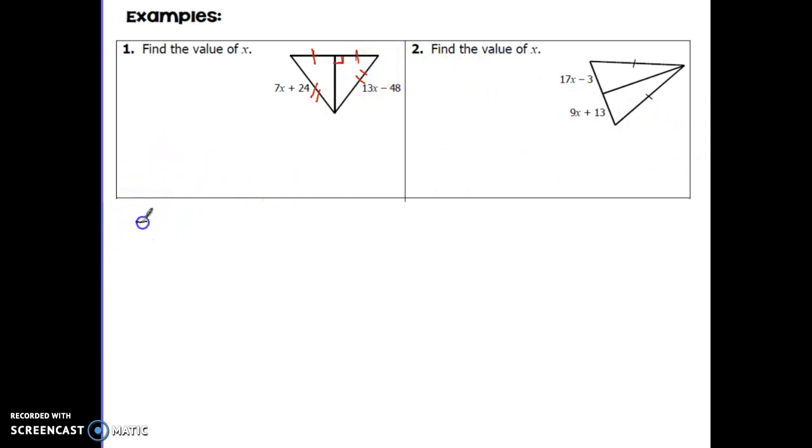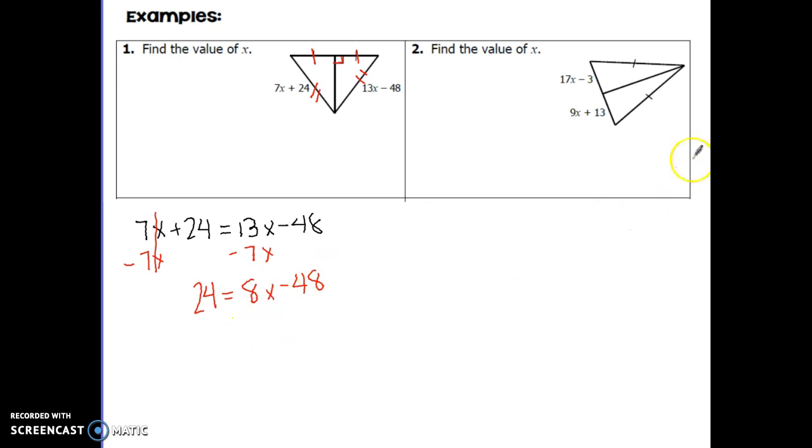I am going to say 7x plus 24 is equal to 13x minus 48. 7x plus 24, 13x minus 48, right. So our first step would be to move our smaller variable. So I'm going to subtract 7x from both sides. 24 drops down, and we have 24 is equal to 8x minus 48. I am going to be adding 48 to both sides. So this cancels and this will add up.